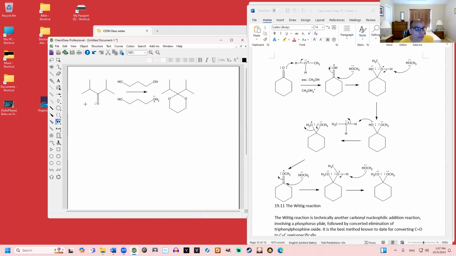We start with protonating that carbonyl oxygen. And in order to do so, we use the conjugate acid of the alcohol that we're given. So here we used the conjugate acid of methanol because we were given methanol in the example in the class notes. In the exam question, we're not given methanol. We're given this diol instead. So we use the conjugate acid of that.